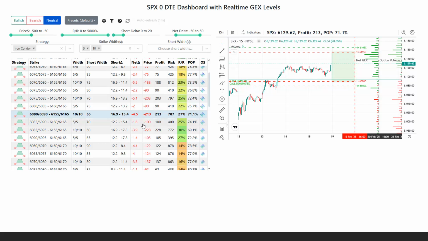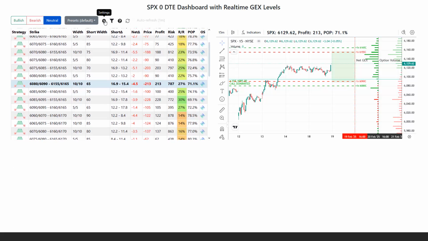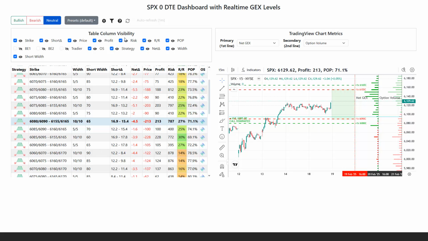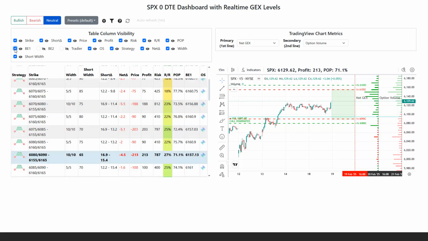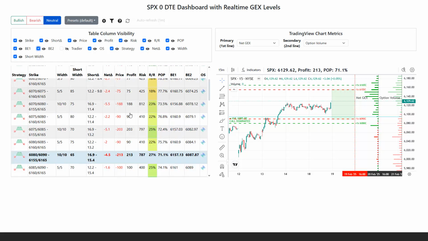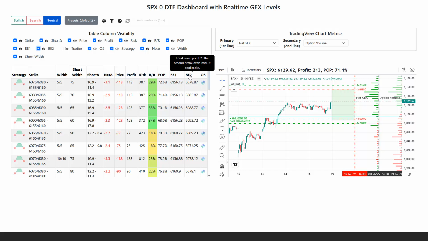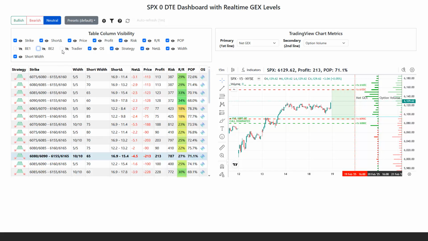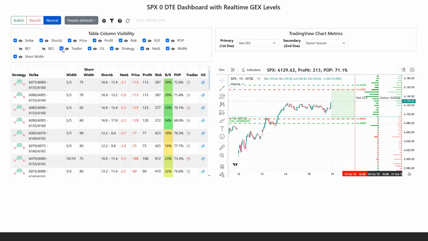Now, what other settings can be done here with the help of this dashboard? If I click on this settings button, I can hide and display different columns here. For example, if I want to display the BE1, B1 and B2 columns, these show the break-even points for the strategy. Or if, for example, you have an active 3DR account, then you can display this 3DR column. And if I click on the icon here, then it automatically takes you to the 3DR interface and fills in the legs of the iron condor in the order ticket.